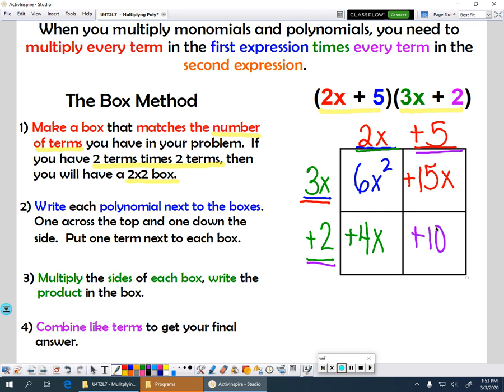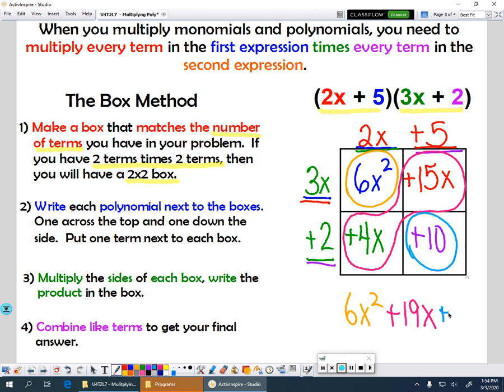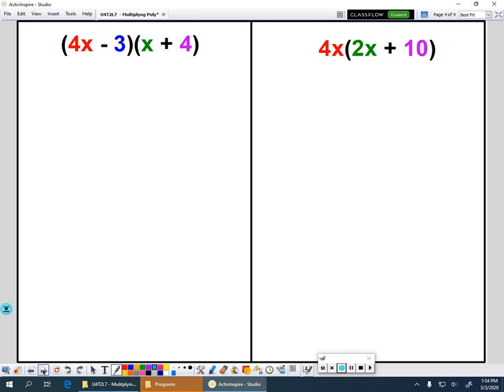Now from here, we're going to do exactly what we did before. We're going to combine our like terms. I have one x squared term, 6x squared. I have 2 terms that have x's on them. I have 4x plus 15x. 4 plus 15 is 19. And then I have one term that has no variables at all, and that's just plus 10. And that's how we can multiply polynomials together. Let's look at 2 more examples here.